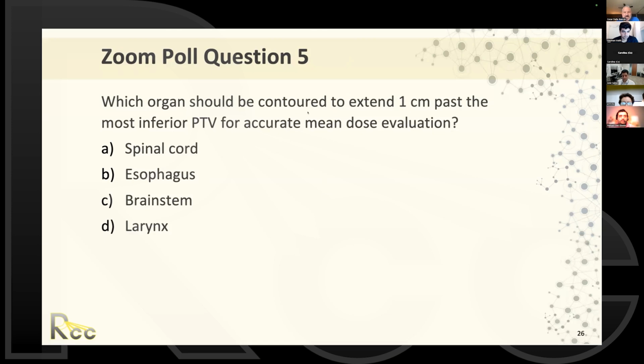Yes, indeed. And 47% replied esophagus, which is the correct answer, because the esophagus is the organ that we will be looking at with a mean dose or volumetric dose constraints. Remember, for the spinal cord, brainstem, and larynx, we look at maximum doses. So that's why it's very important when you define the organs that you're looking at mean dose, that you have a consistent 1 cm expansion most inferior of the PTV, just to make sure of the volume of the structure, because the esophagus might continue, but you want to be consistent in the volume that is being contoured.